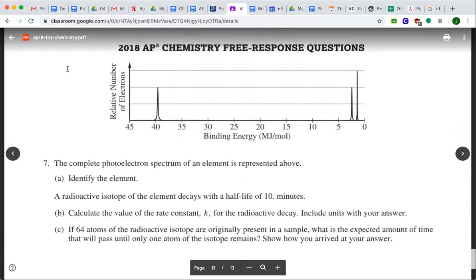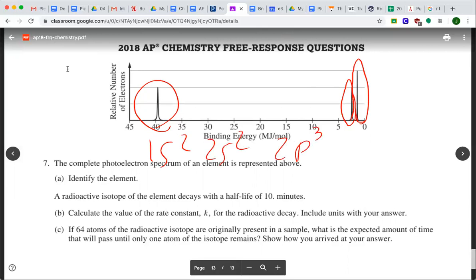Okay, so the complete photoelectron spectrum of an element is represented above. Identify the element. Okay, so number of electrons, binding energy. These are heavy. These are less bound. So what do we have here? You know that your first peak is going to be 1s2, then you've got 2s2, and then it looks like you've got 3 electrons here, so 2p3. So 1s2, 2s2, 2p3. So this guy has 5 valence electrons. Yeah, that's nitrogen. Okay, this is nitrogen.